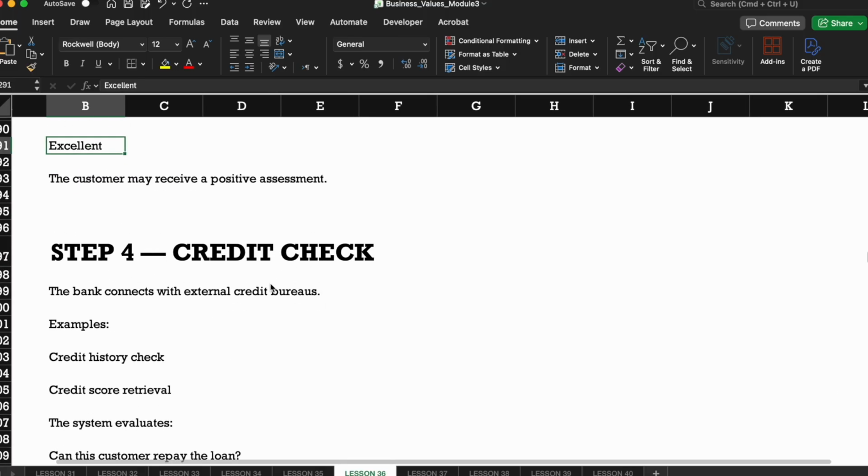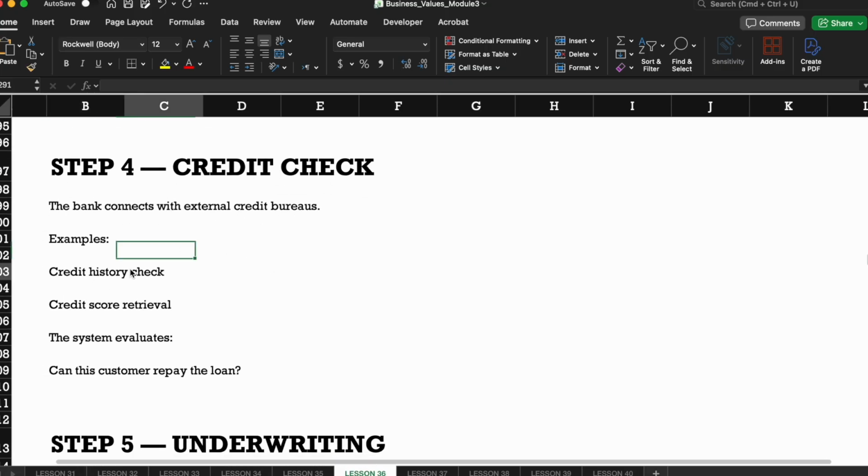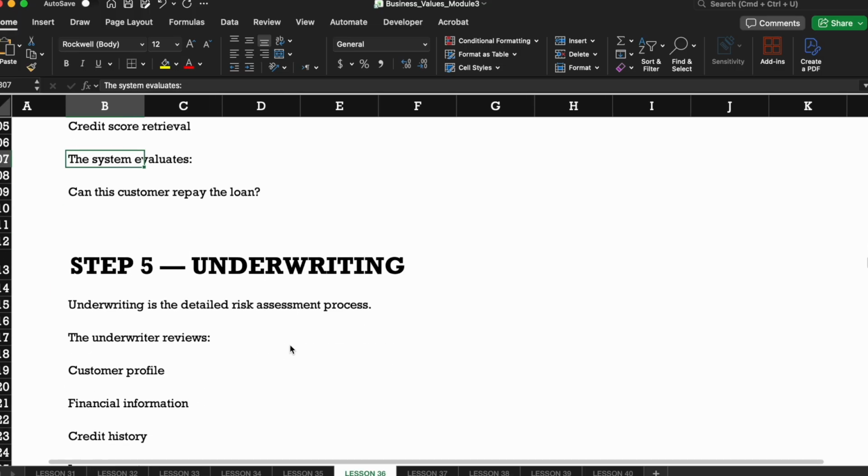Step number 4: credit check. The bank connects with the external credit bureaus. Example: credit history check, credit score retrieval. The system evaluates: can this customer repay a loan? That's the purpose of credit checking with the external credit suppliers.